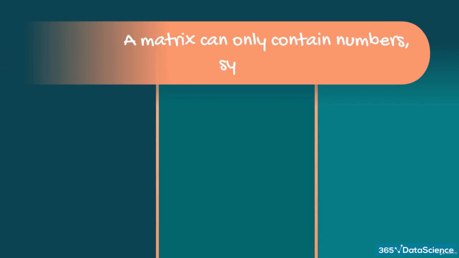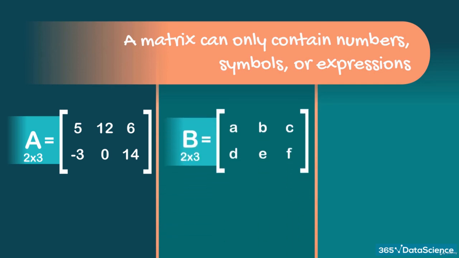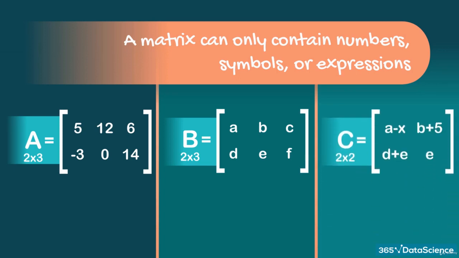Okay. A matrix can only contain numbers, symbols, or expressions, with the idea that the latter 2 are nothing more than a generalized representation of numbers. For instance, the collection of these 6 symbols, a, b, c, d, e, f, shows a different 2 by 3 matrix, say B. Here's another one, C. C has 4 elements and is a 2 by 2 matrix. Its incumbents, however, are not values, but expressions.